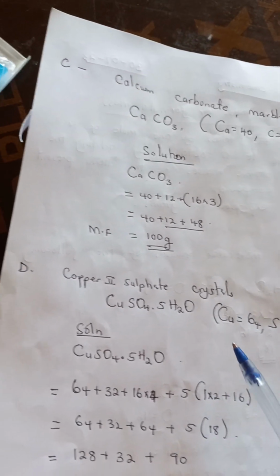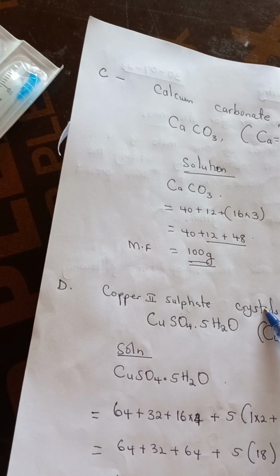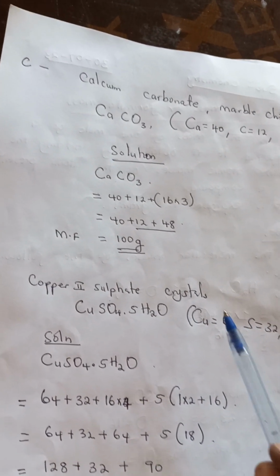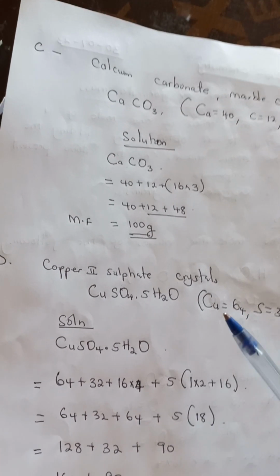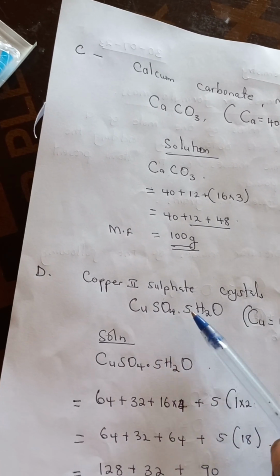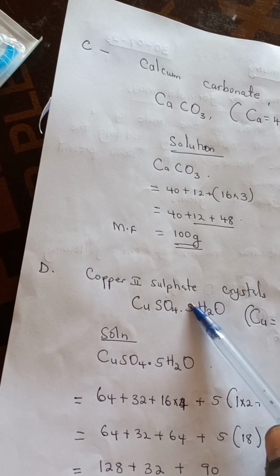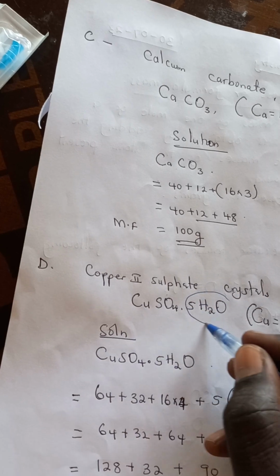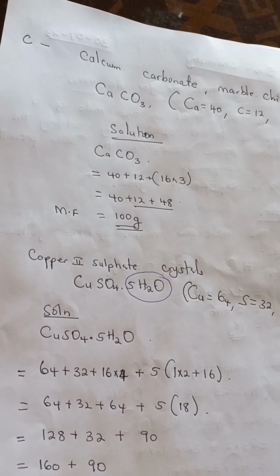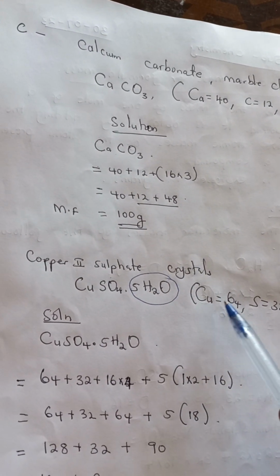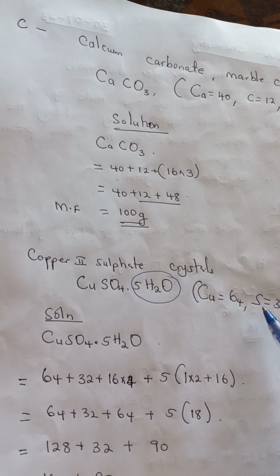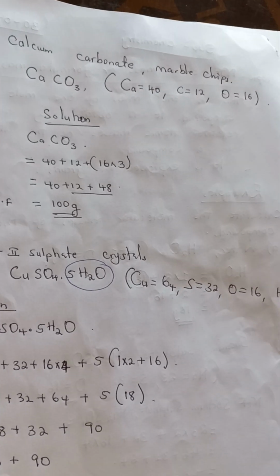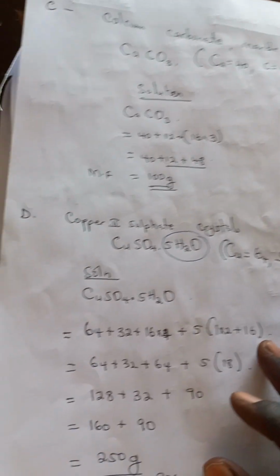The next is copper 2 sulfate crystals. The one we call copper 2 sulfate crystals is also known as hydrated copper 2 sulfate. The correct formula is this, because it has crystals, or it has water of crystallization. That's why you find this value here. So this is simply because of the presence of water of crystallization. So you will have copper as the relative atomic mass of 64, sulfur is 32, oxygen is 16, hydrogen is 1. In most of your exam questions, you find that all these values are given.